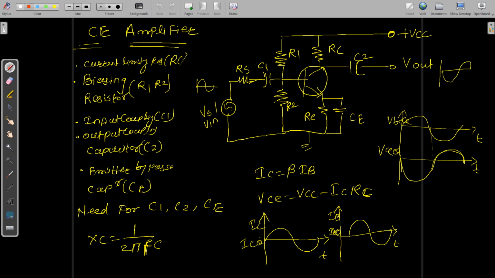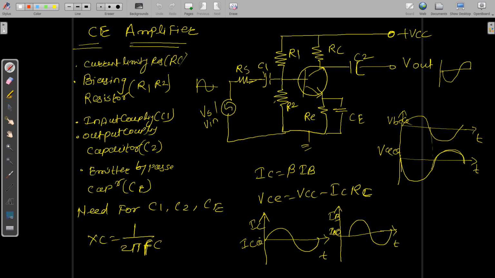We know that to have amplification, we have to bias the transistor into the active region. That means the input junction, that is the emitter-base junction, is to be forward biased, and the collector-base junction is to be reverse biased.